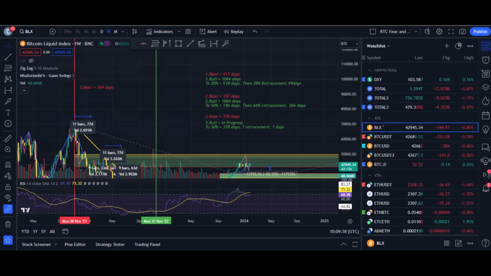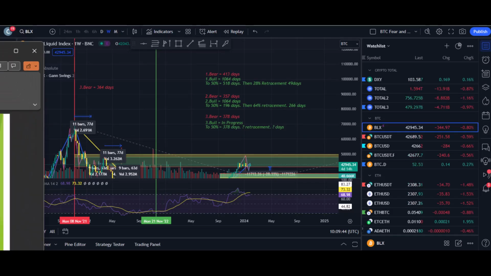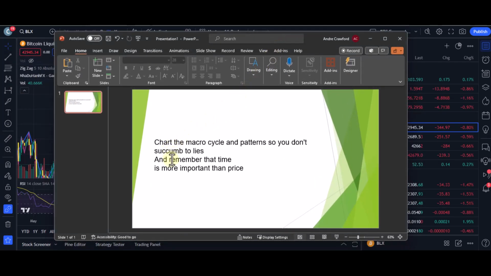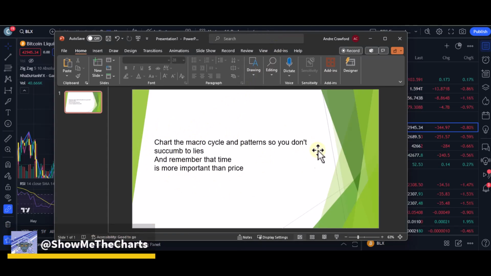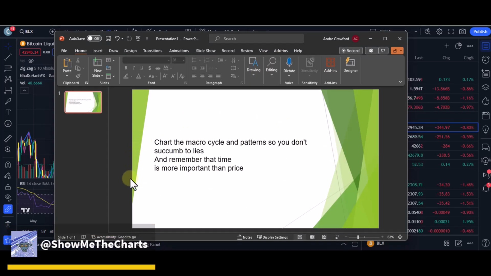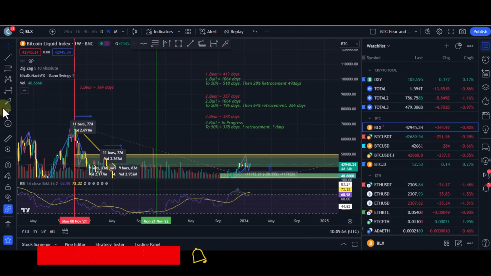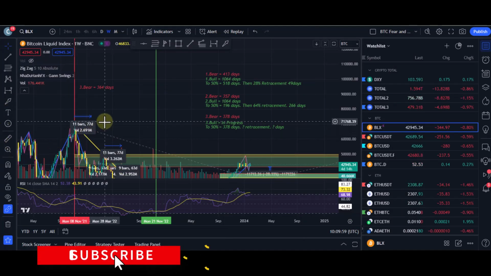So let's have a look at the macro cycle, and why looking at the macro cycle is important. I find this saying really useful: chart the macro cycle and patterns so you don't succumb to lies, and remember that time is more important than price. Okay, so let's chart the macro cycle and any patterns.